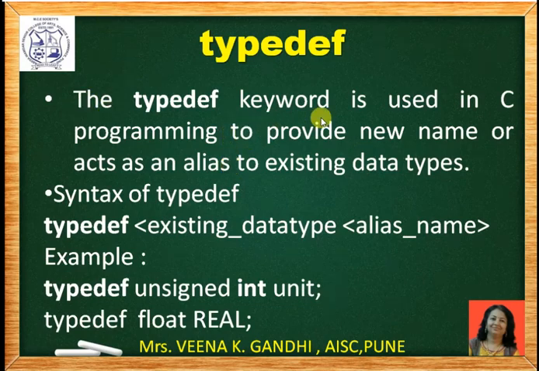The typedef keyword is used in the C programming language to provide a new name, or it acts as an alias to existing data types. Syntax: typedef, then the existing data type name and the alias name. For example, if we want to change an existing primary data type name to a new name, we can use the typedef keyword. Suppose unsigned int is the existing data type name; we want to change the new name to uint. Or we want to change the float type to real. We can use typedef: the old type name is float and the new name is real.